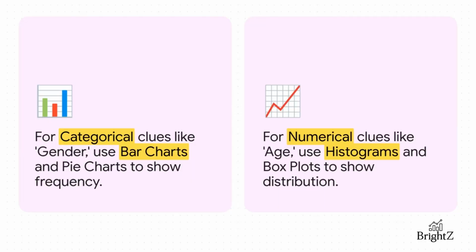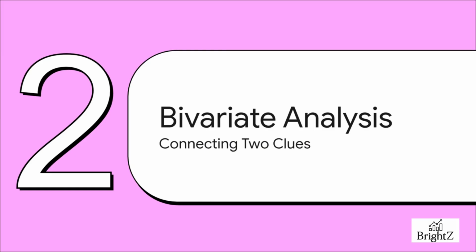And here's a really important point. The tool you use, your magnifying glass, really depends on the type of clue you're looking at. For categorical clues, things you can sort into buckets like gender or favorite subject, we use tools like bar charts and pie charts. But for numerical clues, things with numbers like age or exam score, our go-to tools are going to be histograms and box plots.